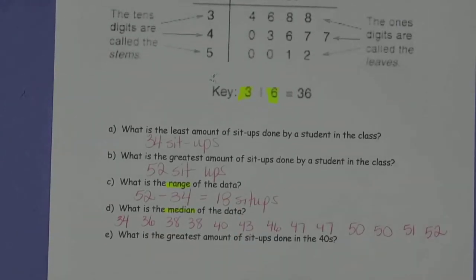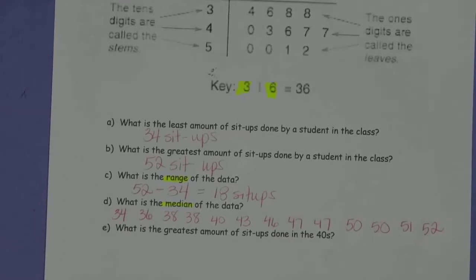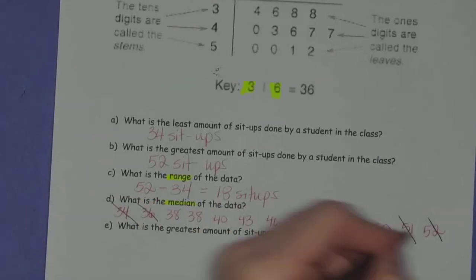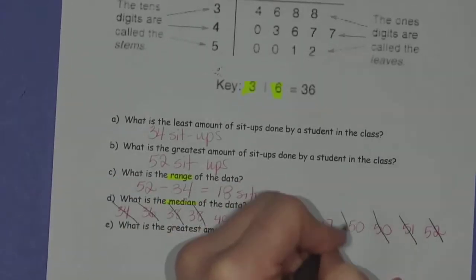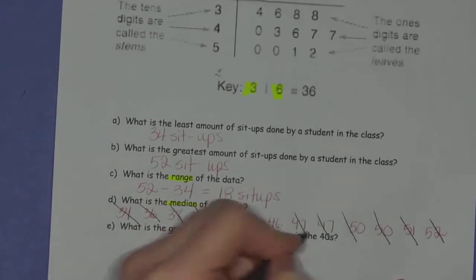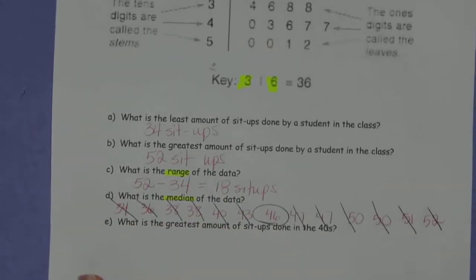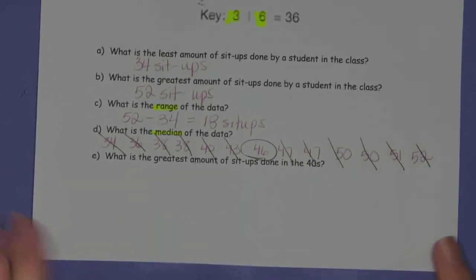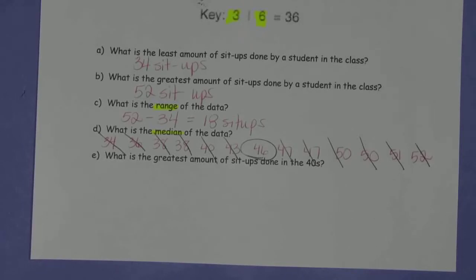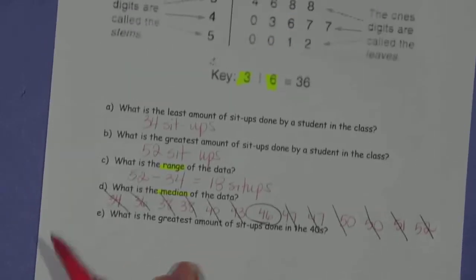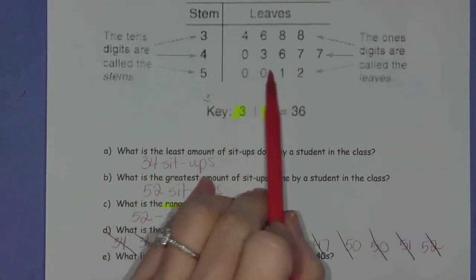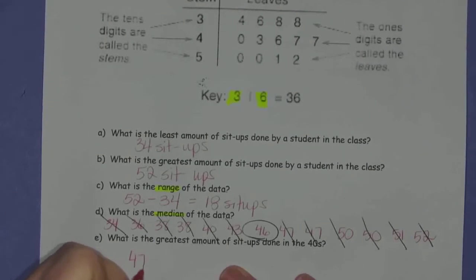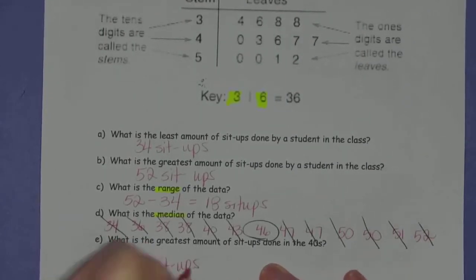And I'm going to start to cross things off. So I'm going to do my lowest with my highest, and so on, and so on, and so on, until I get to the middle. And so my answer right here, 46 sit-ups, is my median. Okay, and finally, letter E. What is the greatest amount of sit-ups that were done in the 40s? So now we have to go to the 40s. In the 40s, the highest amount would be 47 sit-ups. So 47 sit-ups, highest amount in the 40s.